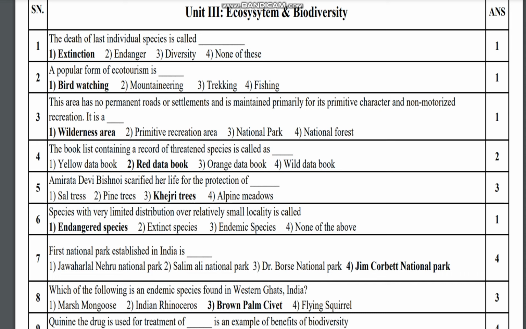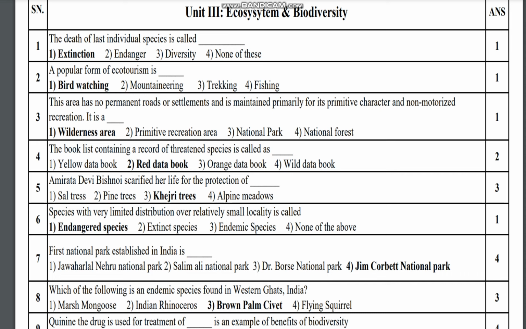Welcome students. Now we will see chapter 3rd, that is ecosystem and biodiversity. Question number 1: the death of the last individual of a species is called extinction. Question number 2: a popular form of ecosystem is bird watching.